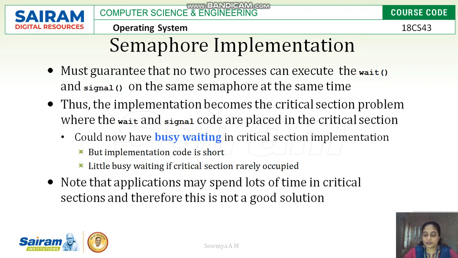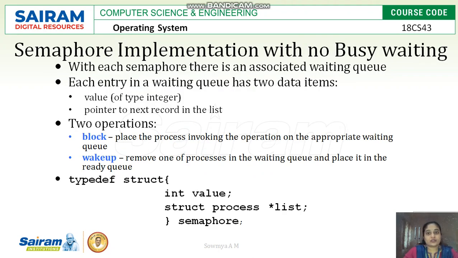Semaphores are not a good solution where you have a critical section problem with a very big application. Then it is not a good choice. So if there is no busy waiting for a critical section, we can go for semaphores. With each semaphore there is an associated waiting queue, and each entry in the waiting queue has two data items. One is value, which is an integer, and the other is a pointer to the next record of the list. So these two operations can be done based on block and wake up.